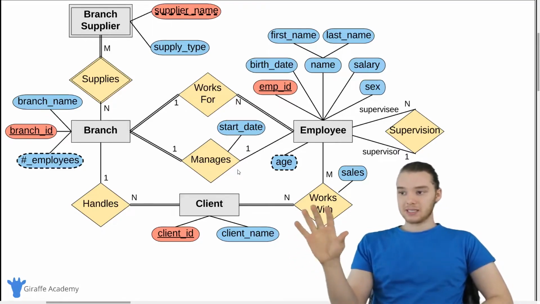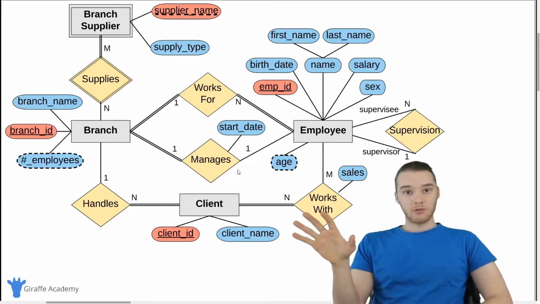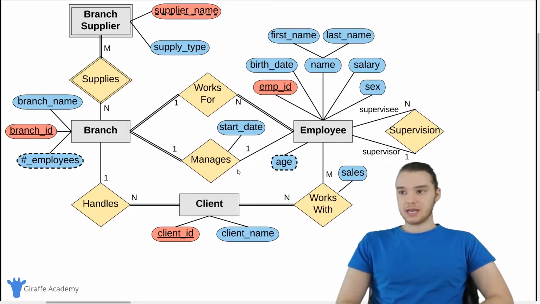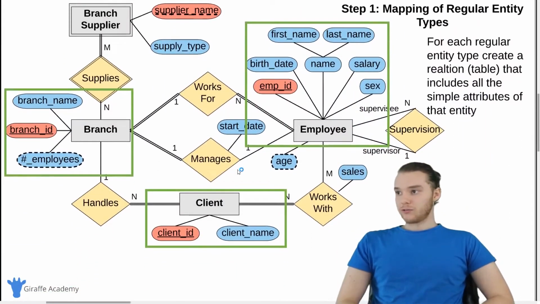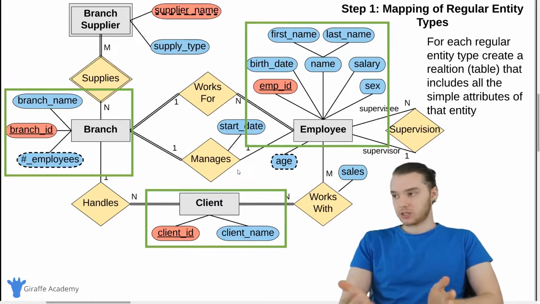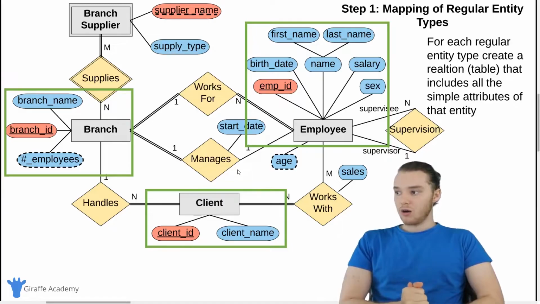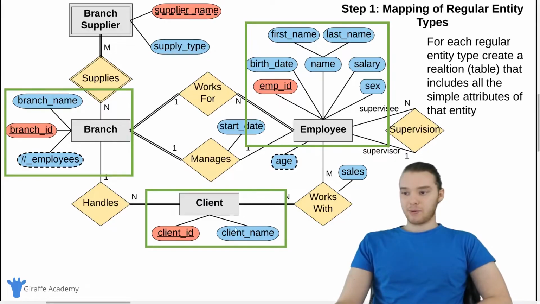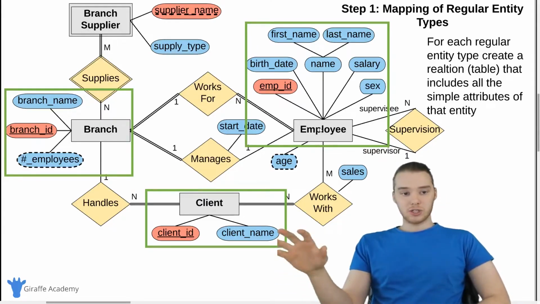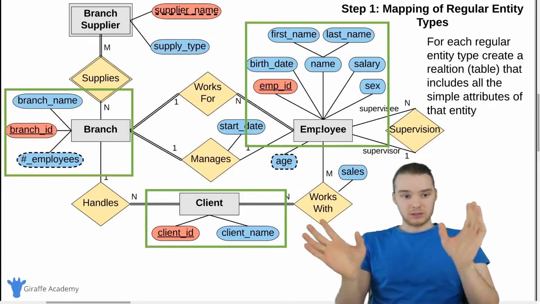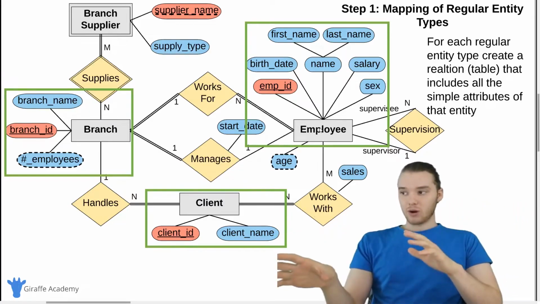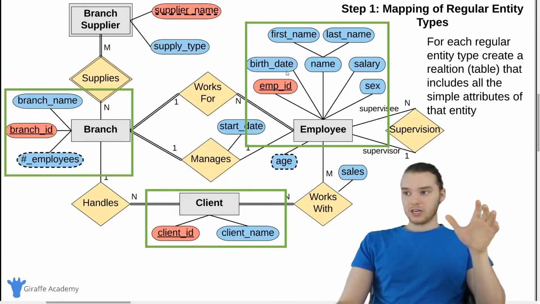I'm going to show you guys step by step how we can start converting this into database tables and database relations. So the first step, step one, is the mapping of regular entity types. For each regular entity type, we want to create a relation, which is just a table that includes all of the simple attributes of that entity. So here we have all of our regular entities: branch, client, and employee. What we want to do is create relations, or basically database tables, for each one of those regular entities. And then the columns of those relations are going to be all of these attributes that we defined.